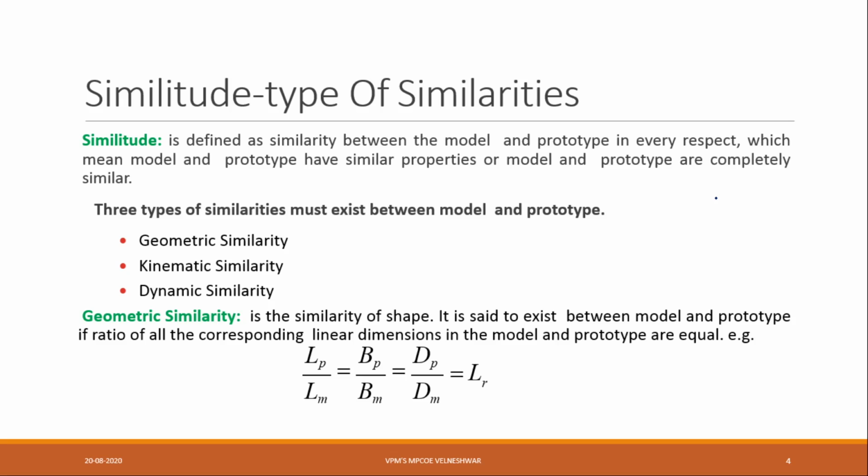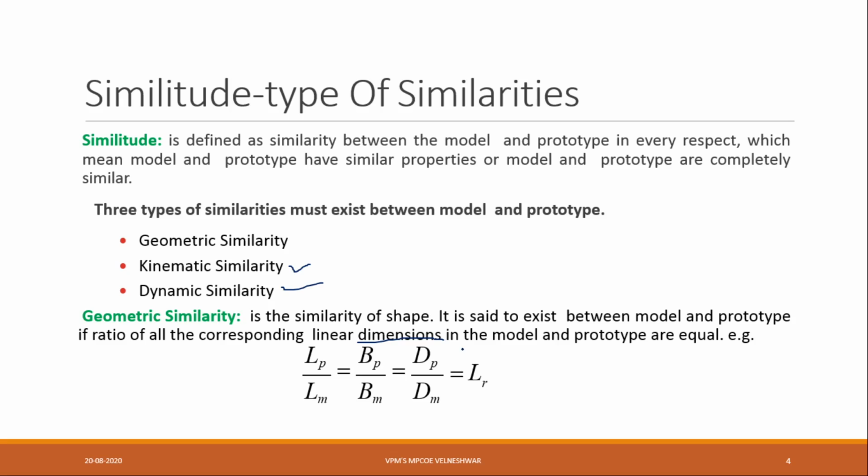Three types of similarities must exist between model and prototype: geometric similarity, kinematic similarity, and dynamic similarity. Geometric means geometry: length, breadth, height, whatever it is. Kinematic means flow rate, and dynamic includes pressure. Geometric similarity is a similarity of shape. It is said to exist between model and prototype. It is the ratio of all corresponding linear dimensions.